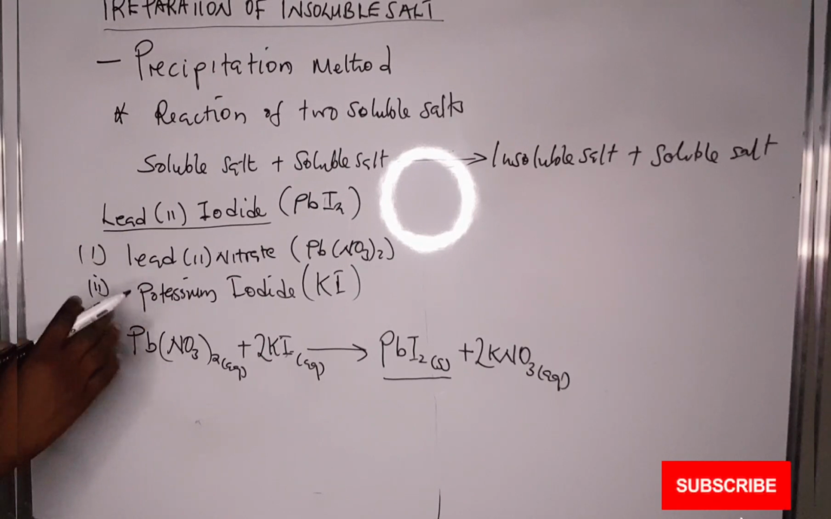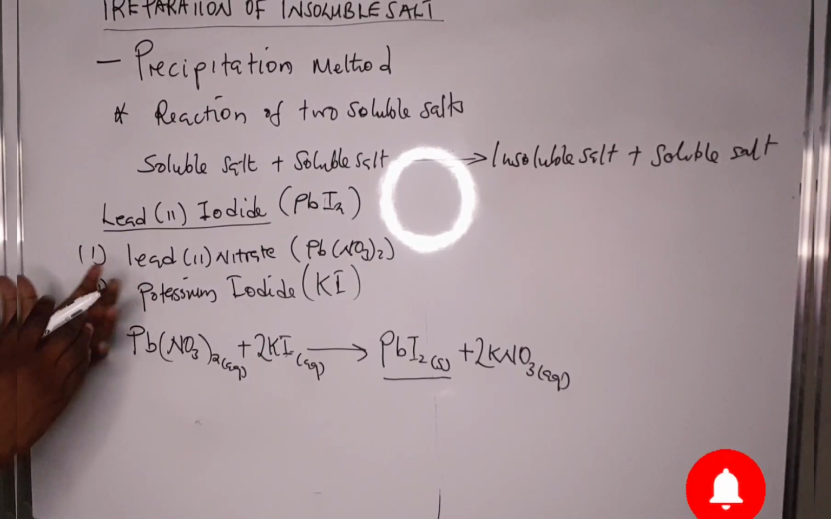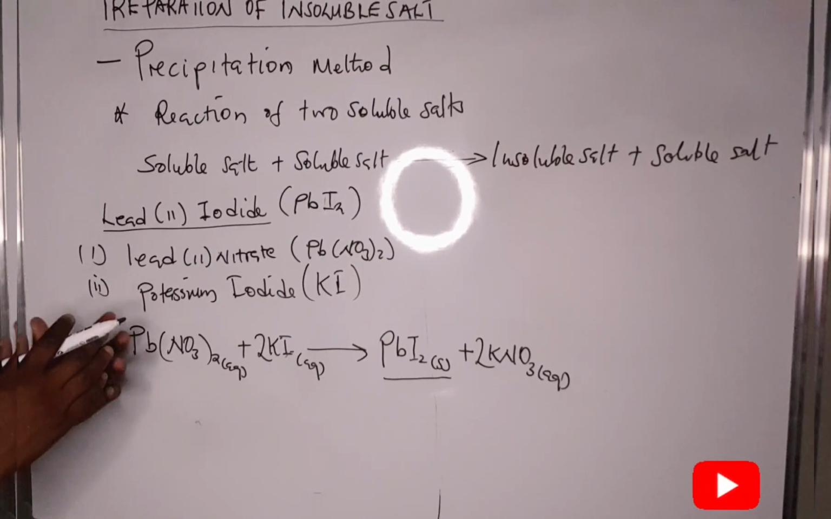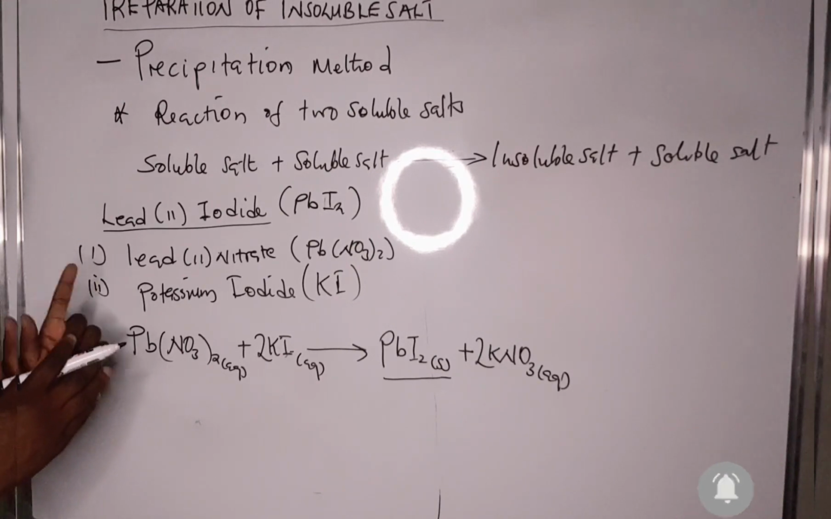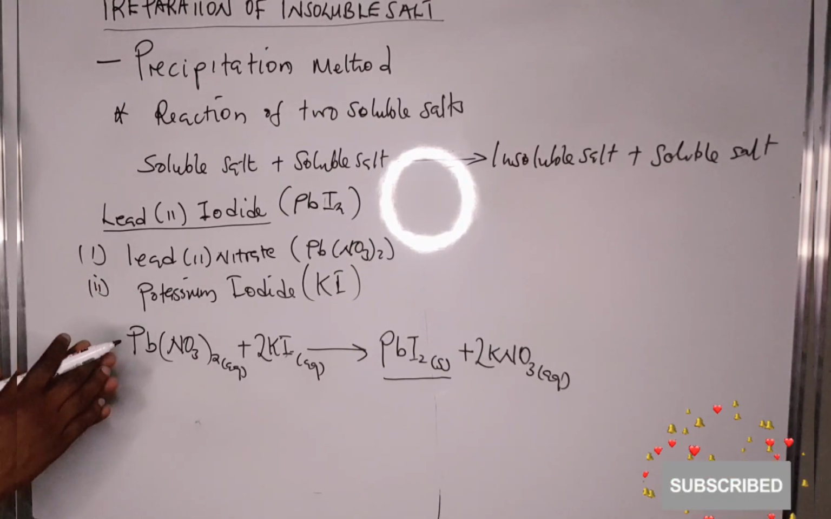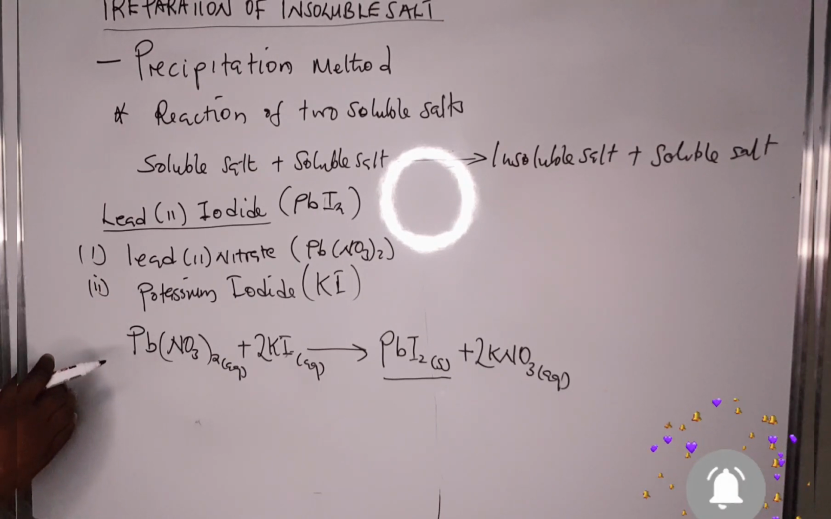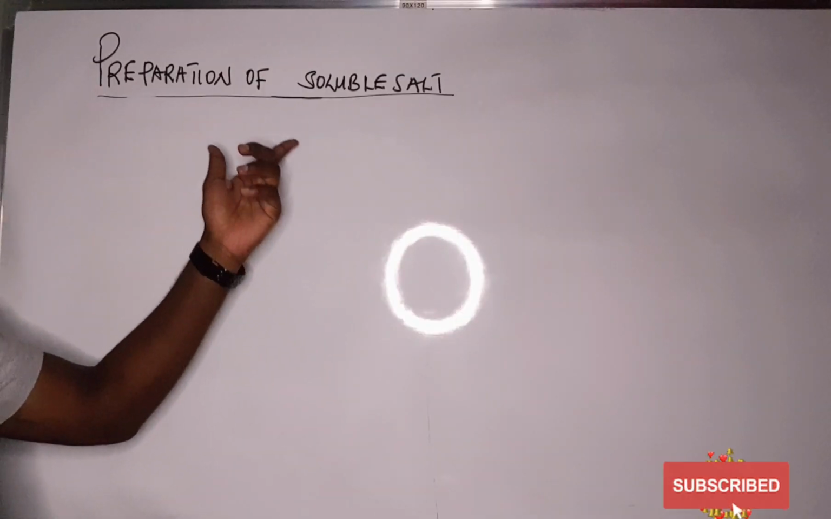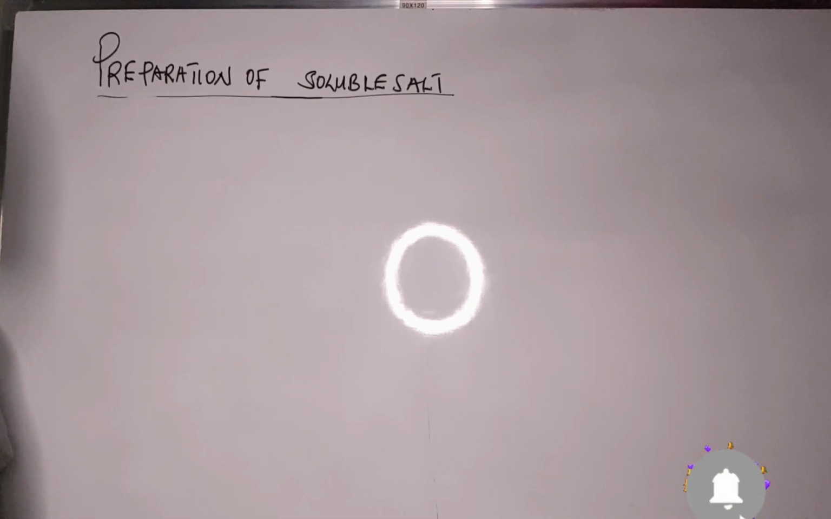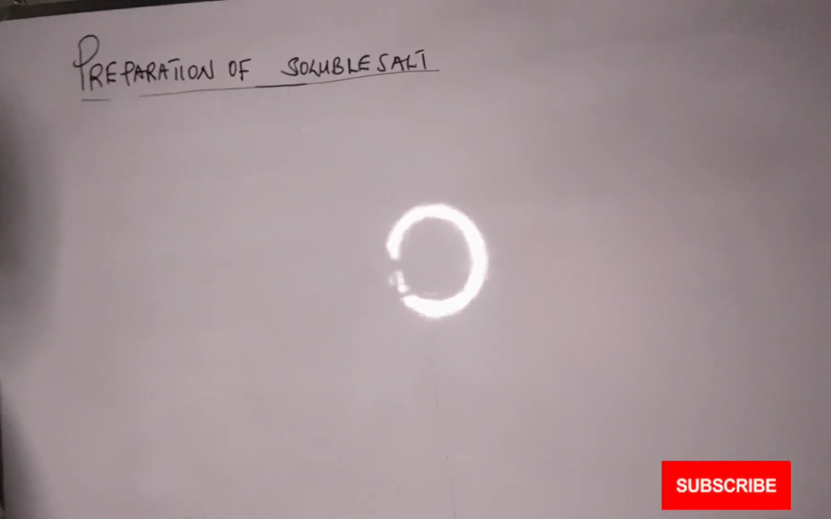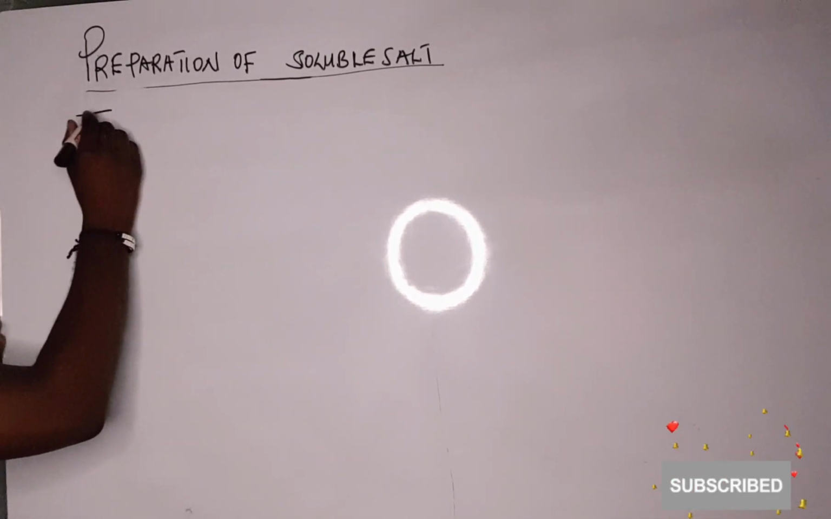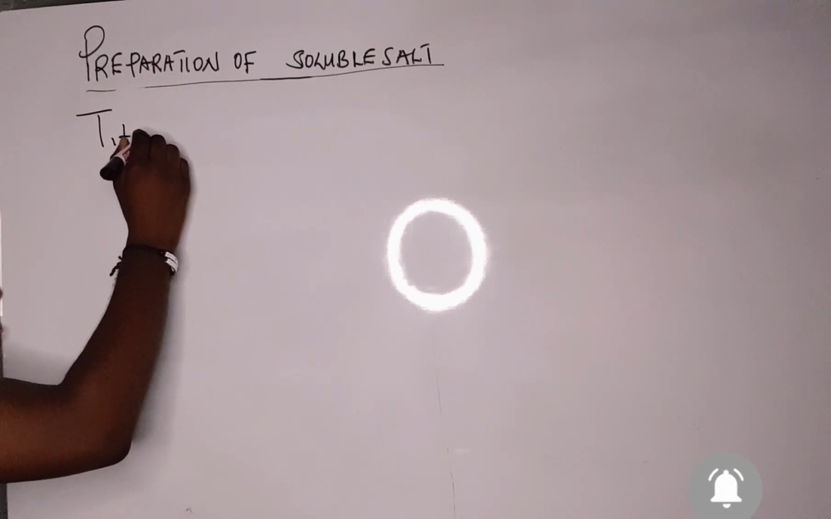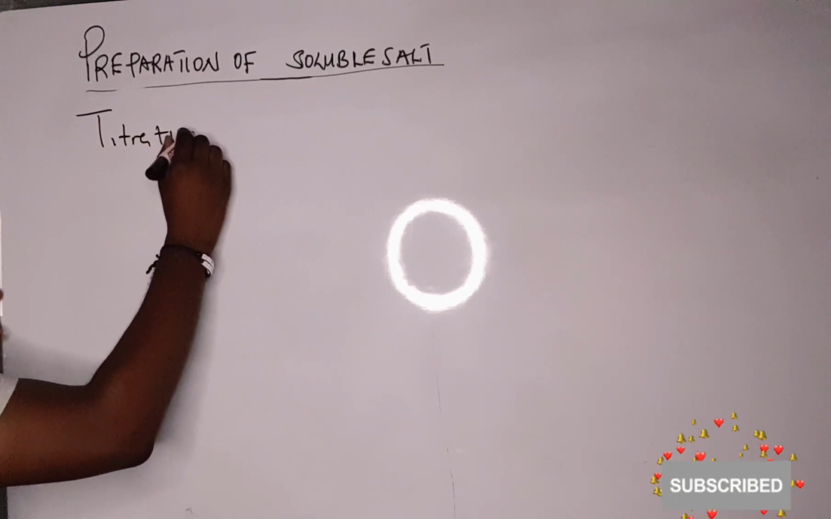So when you are preparing an insoluble salt, you use the method which is called the precipitation method. And in the precipitation method, you have to react two soluble salts in order to form an insoluble salt and a soluble salt. So we are looking at preparation of a soluble salt. There are so many ways in which you can prepare a soluble salt, but I will concentrate on the titration method.